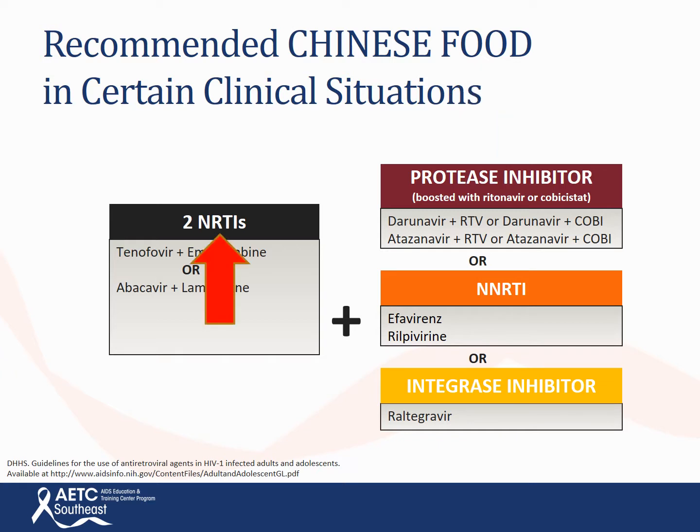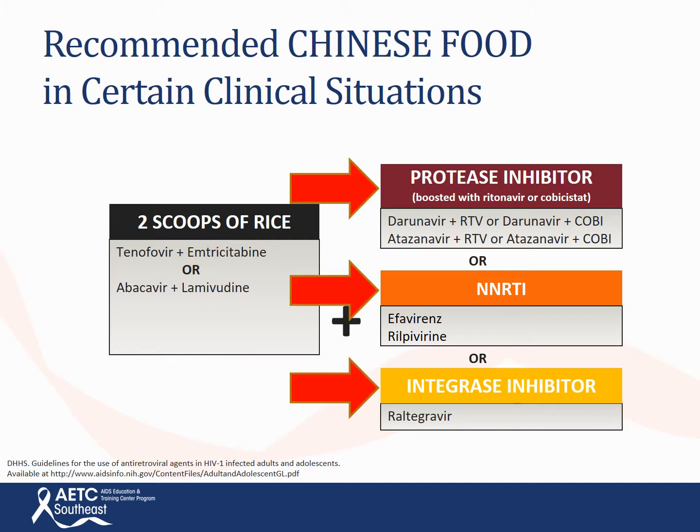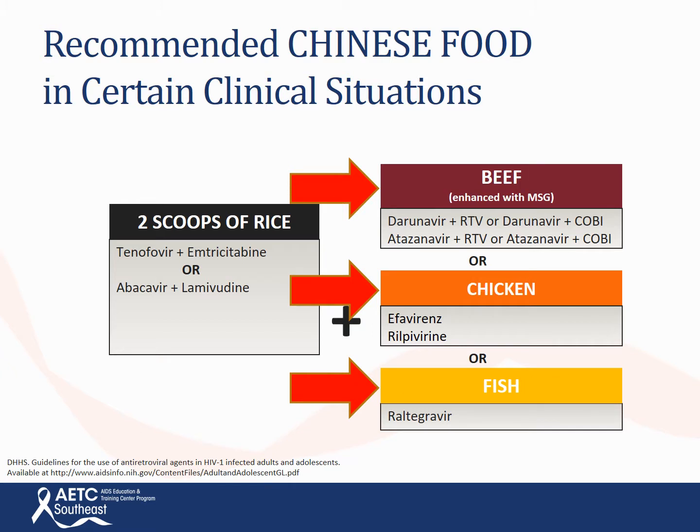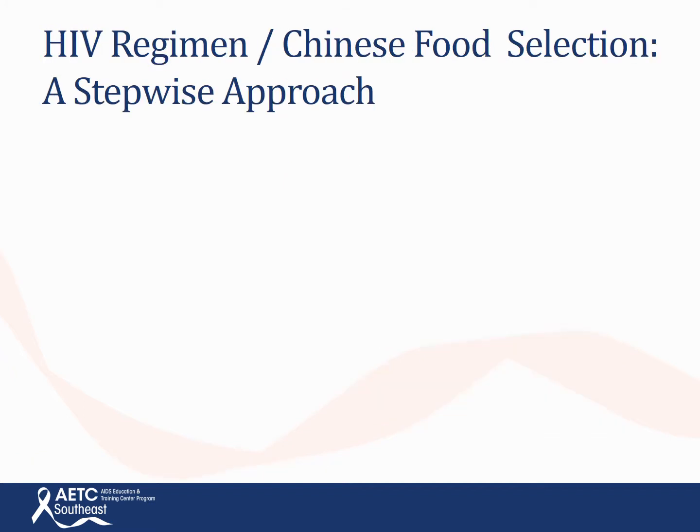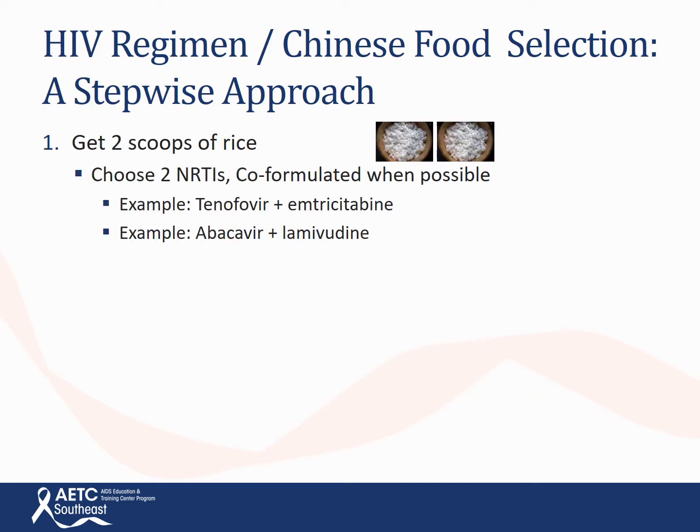And instead of 2 nukes, you get 2 scoops of rice. And instead of pairing 2 scoops of rice with either a protease inhibitor boosted with ritonavir or cobicistat, or a non-nuke, or an integrase inhibitor, you can think about it as beef enhanced with MSG, or chicken, or fish. And so just like Panda Express, where you go through the line and you follow a stepwise approach, building an ART regimen follows those same basic rules.